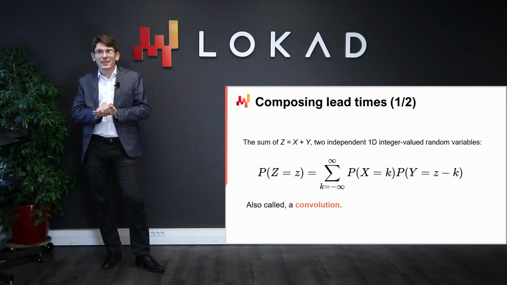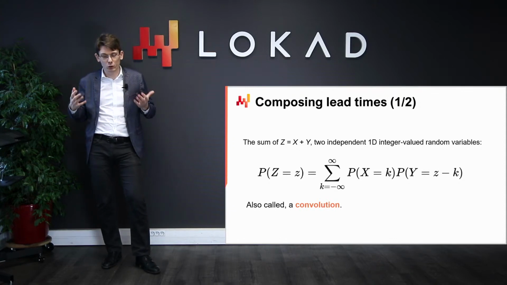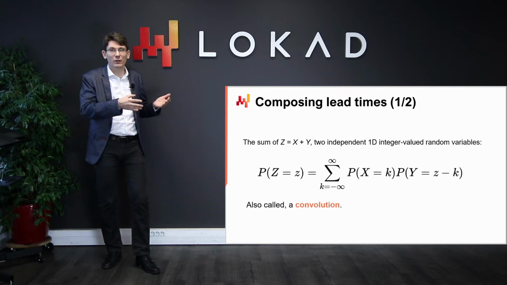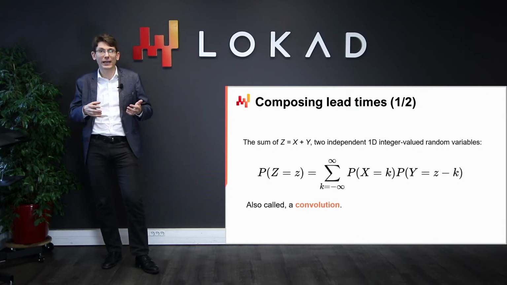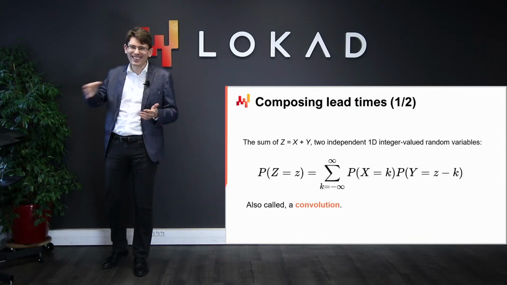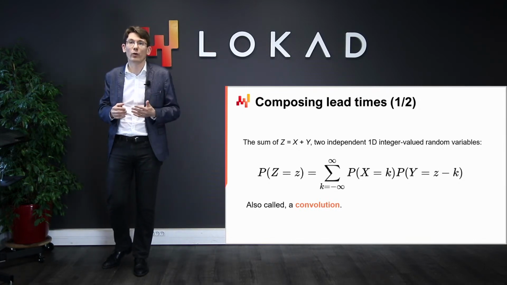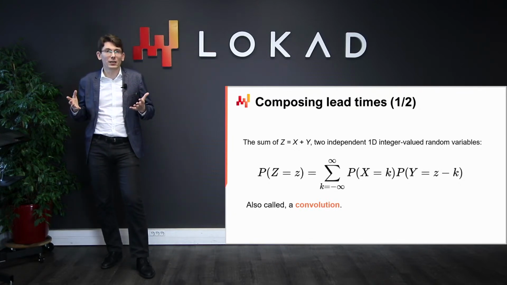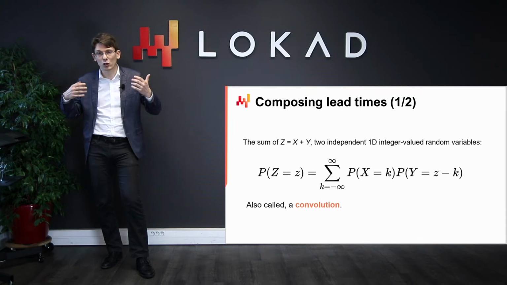This formula merely states that if we get a total duration of z days, and if we have k days for the first random variable x, then we must have z minus k days for the second random variable y. This type of summation is known, generally speaking, in mathematics as convolutions.